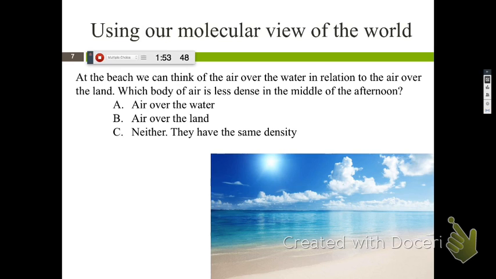And let's add some specifics into this. Typically, if you're at the beach in the middle of the afternoon, what's warmer, the beach or the water? Okay, so let's keep that in mind. The beach is going to be warmer than the water. So how does that influence our decision of which of two bodies of air is more dense? Give you 30 more seconds to discuss this.